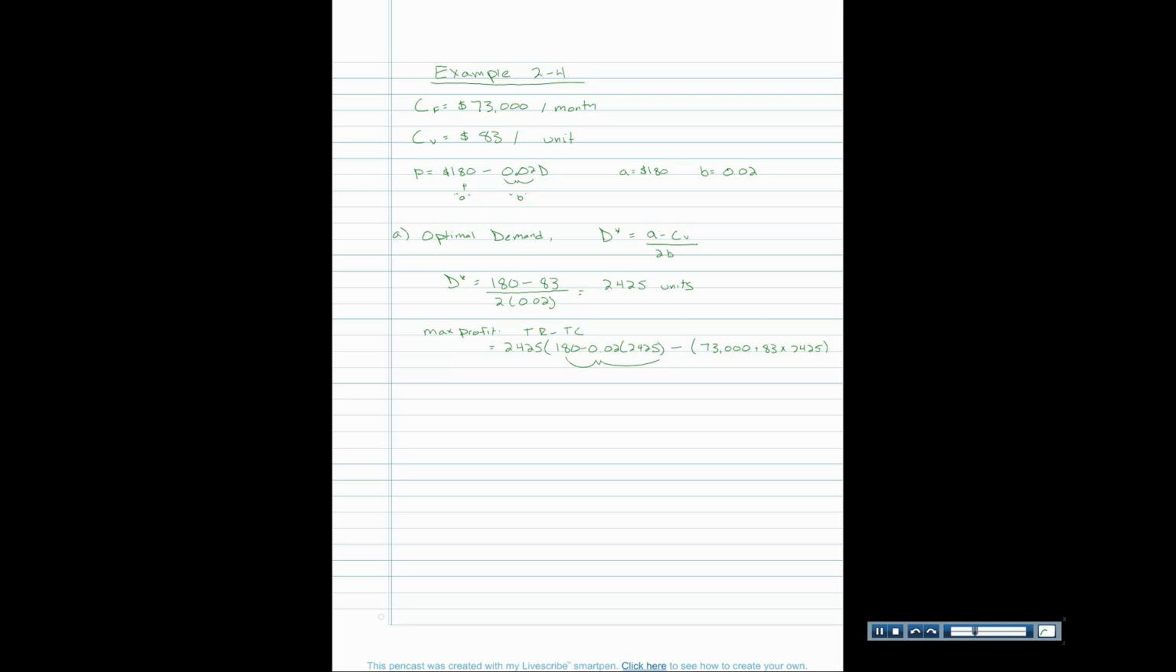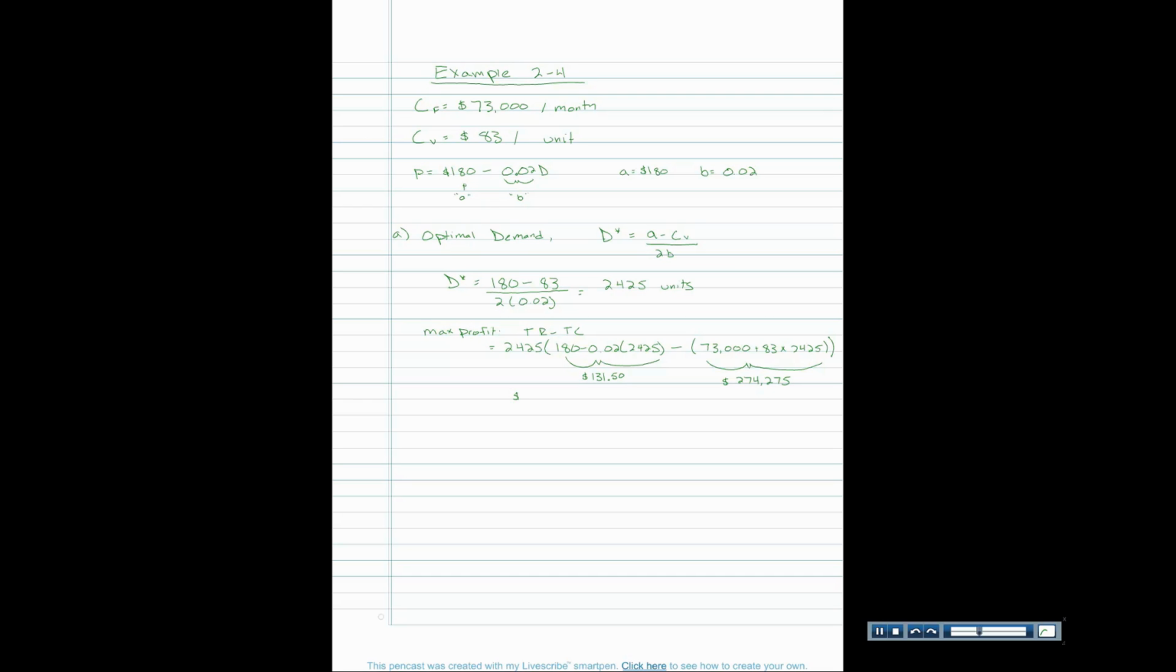2425 units. So if we just want to find out what the price is, that's 180 minus 0.02 times 2425, so we're going to be selling them for $131.50. That's our selling price, and then our total costs are going to be $73,000 plus 83 times the 2425. So these total costs here are $274,275. So 2425 times our selling price of $131.50.